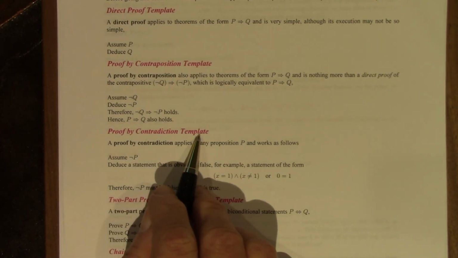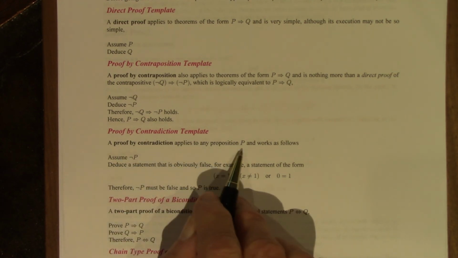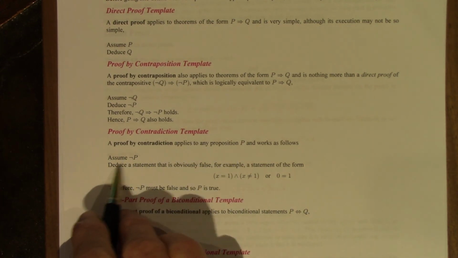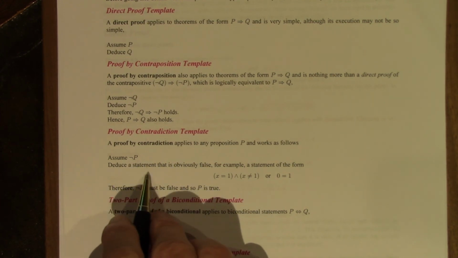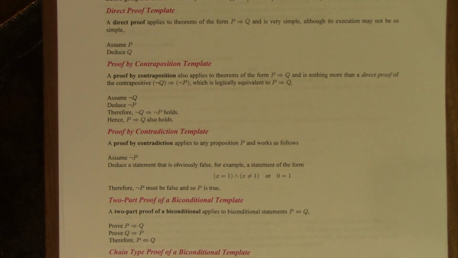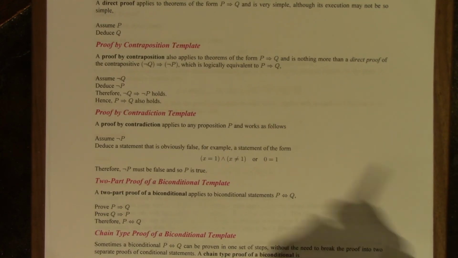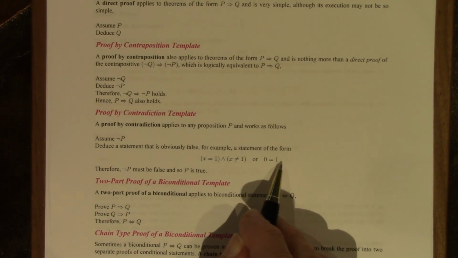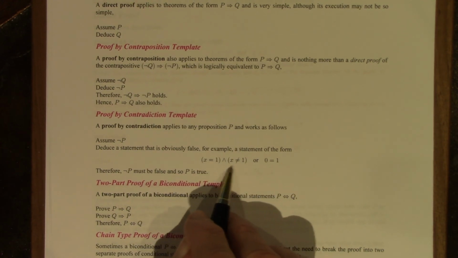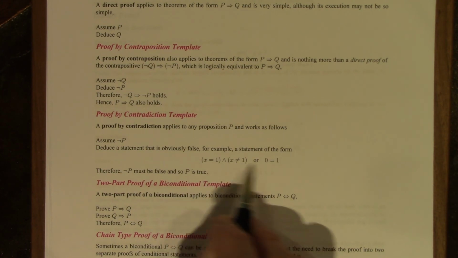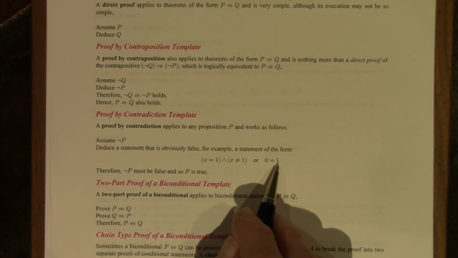Proof by contradiction. This applies to any proposition, P. It doesn't have to be a conditional. And it works as follows. You assume that the proposition is false, and you deduce a statement that is obviously false, that is contradictory. For example, 0 equals 1. That's a great one if you can manage it. Or x equals 1 and x does not equal 1. These are obviously false. They are contradictions.